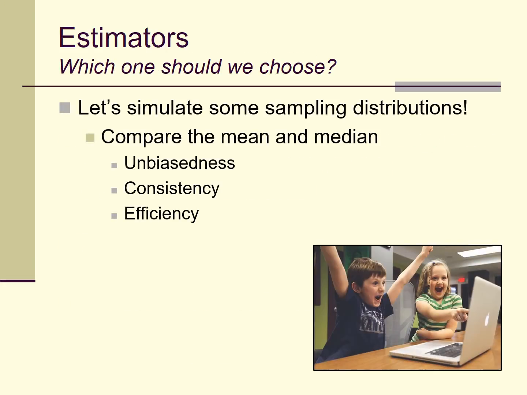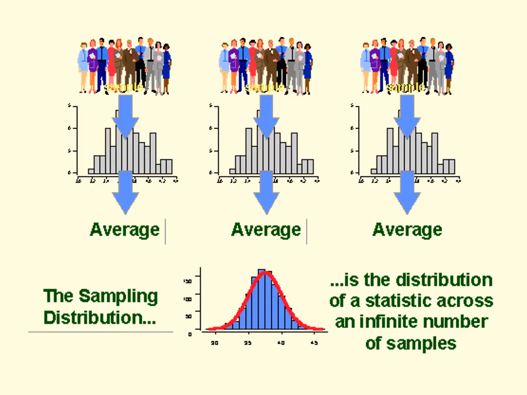And specifically what I want to do is simulate, or take advantage of a simulation that I found online, simulate a bunch of sampling distributions for the mean and the median. Once we've done this, we can describe their differences in terms of bias and consistency and efficiency. And by way of a quick review, a sampling distribution is just that. It's a distribution of statistics, in this case the average or the mean in this picture, drawn from successive samples.